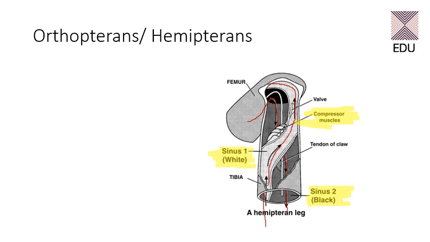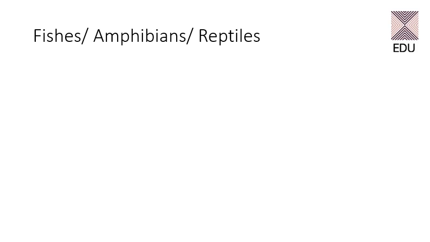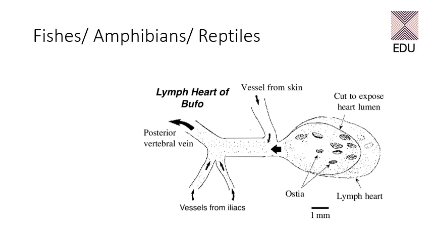So that was the case of the accessory flow or the accessory organs or the accessory hearts in the case of the arthropods and the hemipterans. Now if I go further, we have the case of fishes, amphibians and reptilians. So here, students, in these vertebrates, we have the lymph hearts. This is the diagram which is showing you the lymph heart of a bufo. So it is of an amphibian.